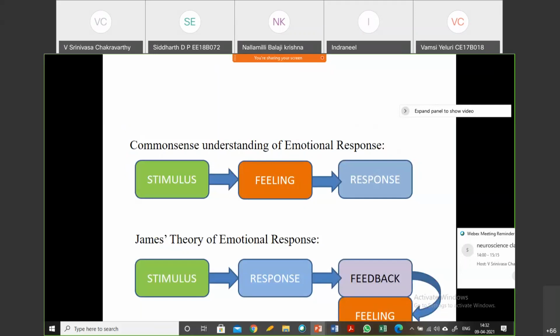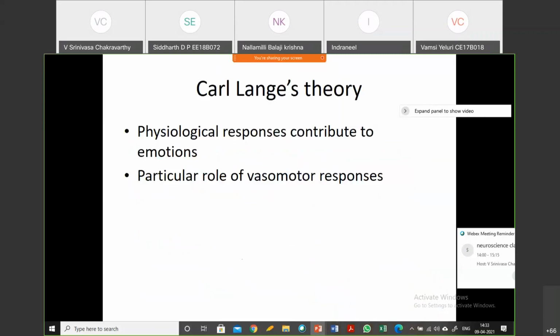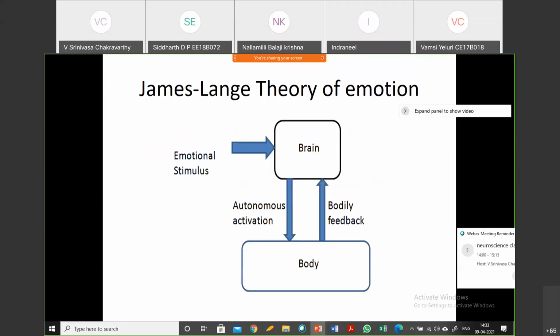So just to clarify, the common sense understanding of emotion is stimulus, then feeling, then the bodily physical response in terms of acting out. Whereas in James' theory, there's a stimulus, there's a response, and the feedback from the body back to the brain is what gives you the emotion and the feeling. Now, others have also said similar things. For example, there's Mr. Lange. He said physiological responses contribute to emotions. Again, a very similar idea. He particularly emphasized the role of vasomotor responses, the vascular or cardiac responses to emotion, because heart pounding is a very important part of your autonomic response to emotions. These ideas are very convergent, and therefore this theory of emotion is called the James-Lange theory of emotion.